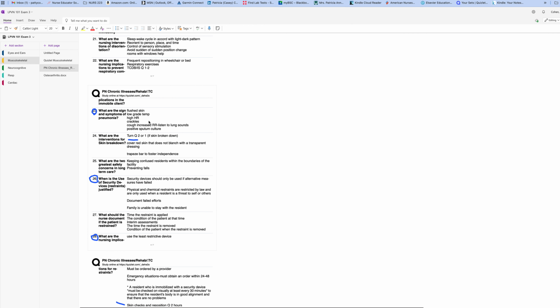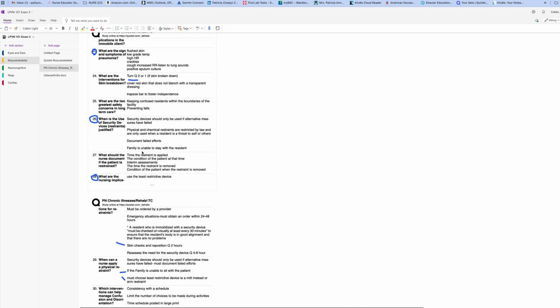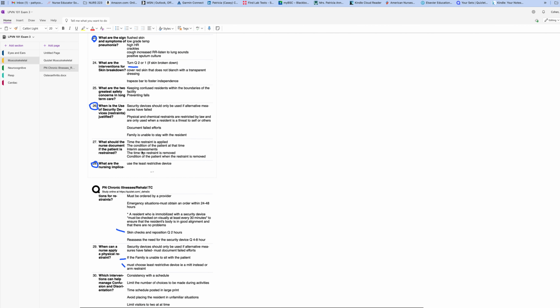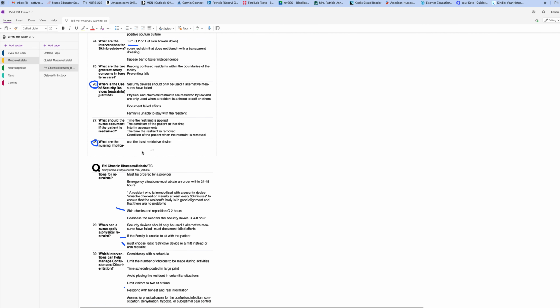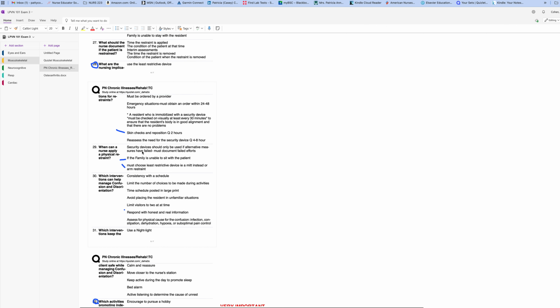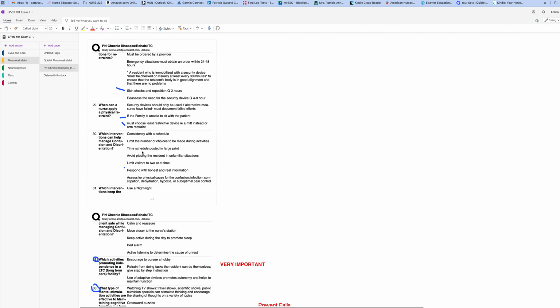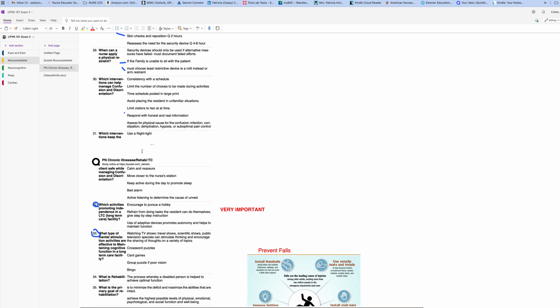Trapeze bar we talked about. Prevent falls. So make sure you're reviewing your fall prevention strategies. You never want to put restraints on somebody. You're going to distract them first. Get the family with them if you can. So you don't do it because you have low staffing. Remember all those implications of restraints because that's highly tested and you had it in fundamentals. So make sure you're reviewing those and know when you can apply one. You have to get an order, right?